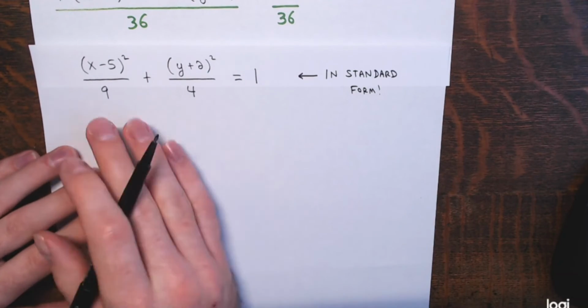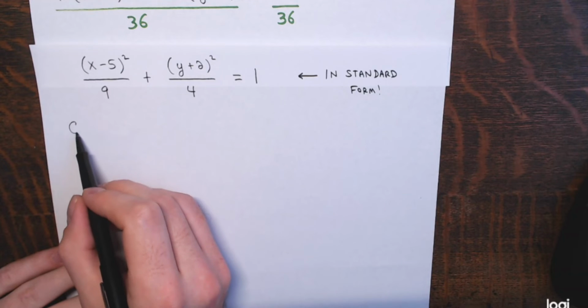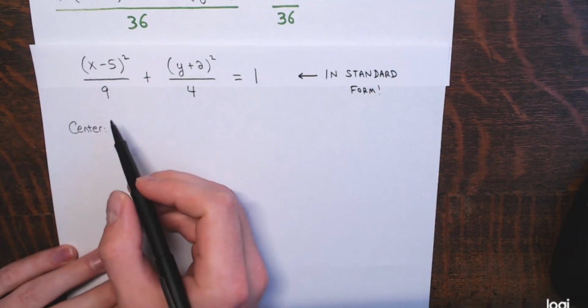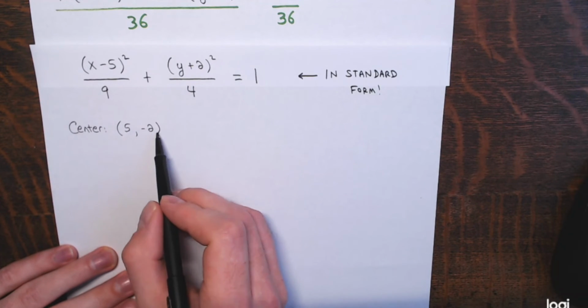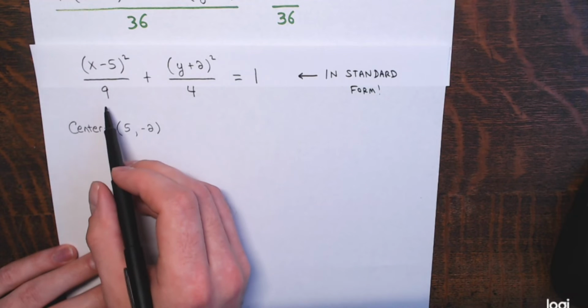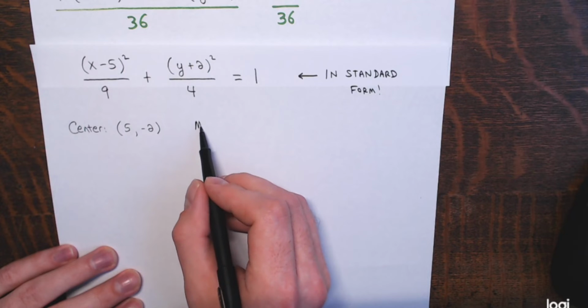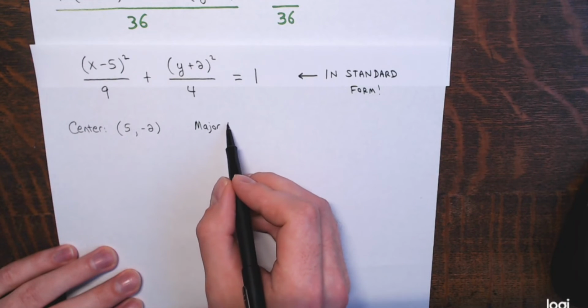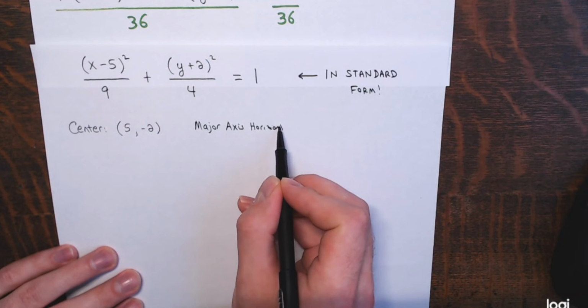All right, now I'm going to do basically what I did in the first two examples. Now that I've changed this to standard form, I should be able to easily find the graph, the center, the vertices, the co-vertices, the foci, all that stuff. So the center is 5 for the x coordinate, negative 2 for the y coordinate. The larger denominator is under the x, so the major axis is horizontal. The major axis is parallel to the x-axis.